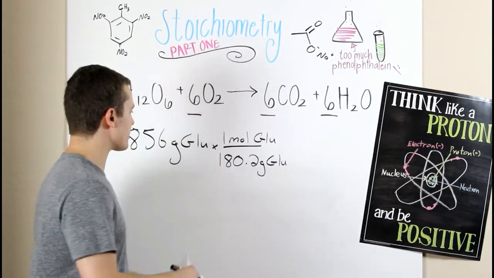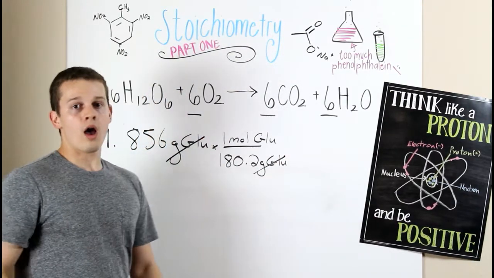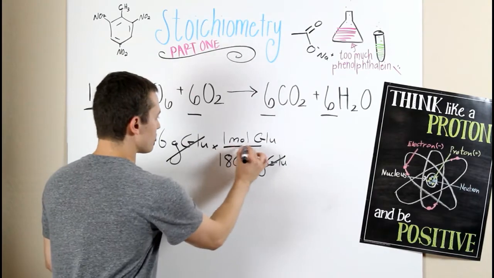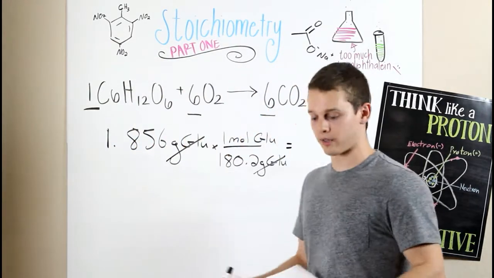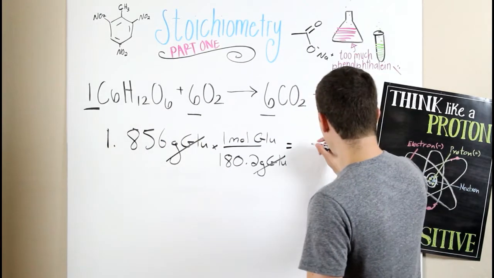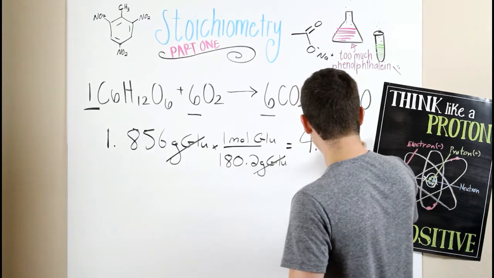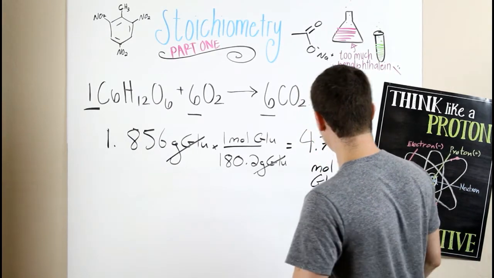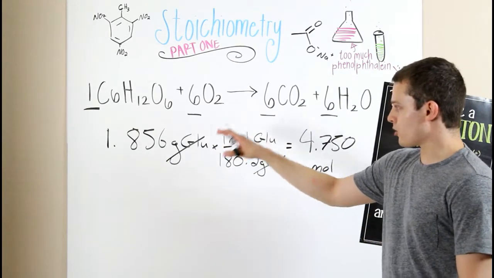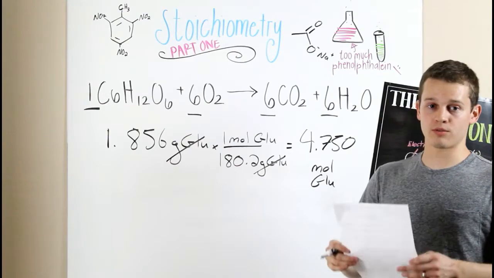So, we can use this, and we can see here that the units actually cancel out. That's what we want to do here. We want to get this into moles of glucose. So if we do this and punch it into our handy-dandy calculators, you will find that you get 4.750 moles of glucose. 856 grams of glucose is actually 4.750 moles of glucose.